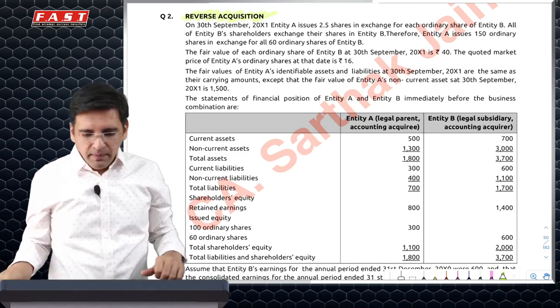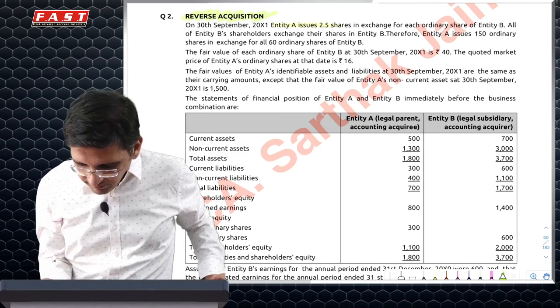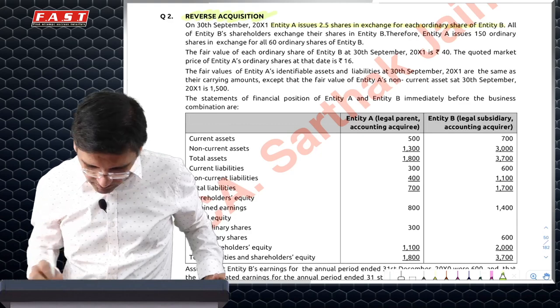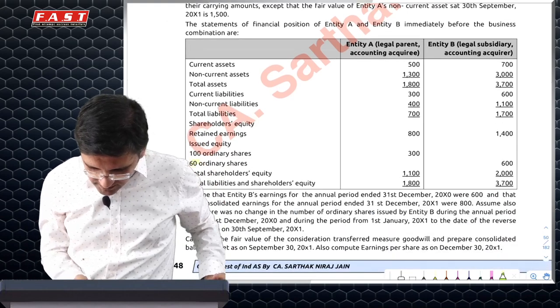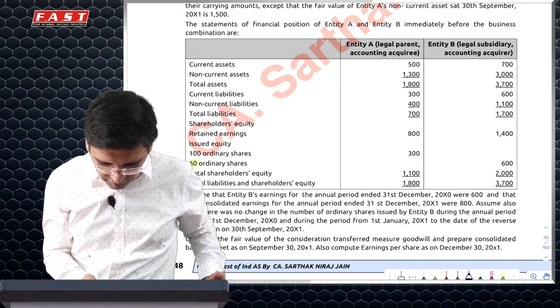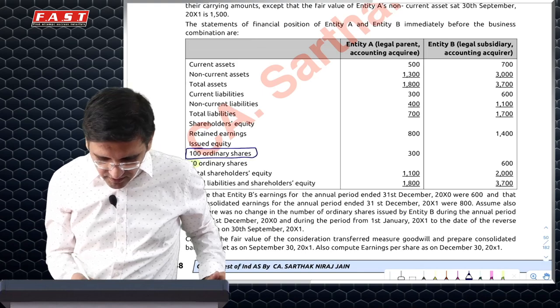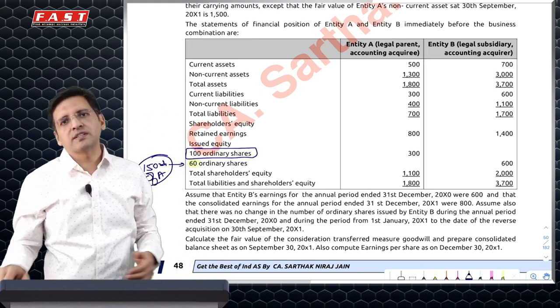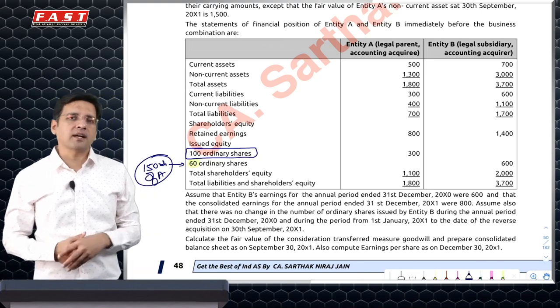In this particular example, A issues 2.5 shares in exchange for 1 share of B. B has 60 shares. That means against these 60 shares, I would have issued 150 shares of A. A already has only 100 shares, which means it has issued more than its existing number of shares. That means it is a reverse acquisition.